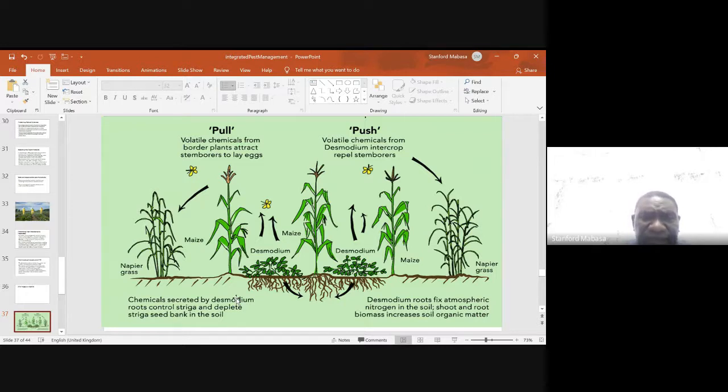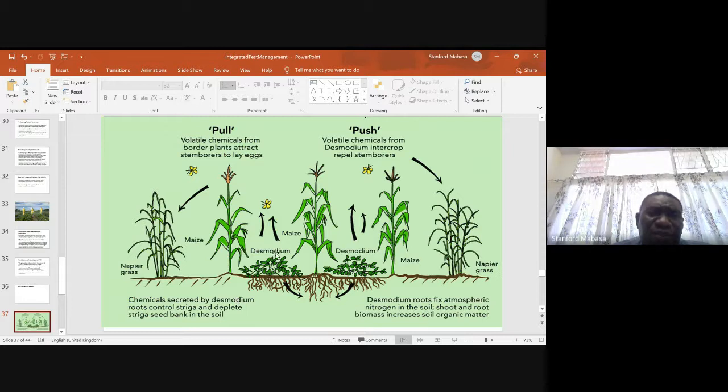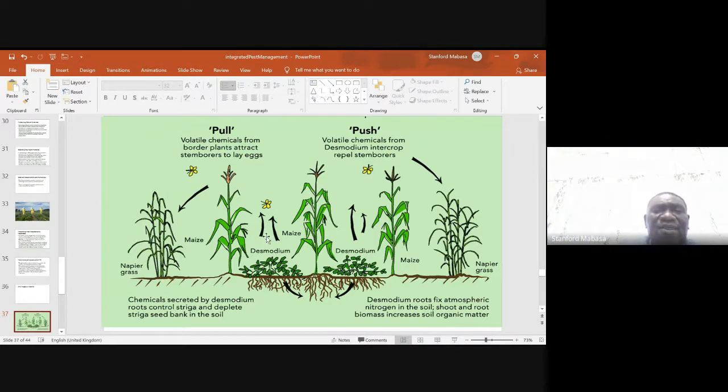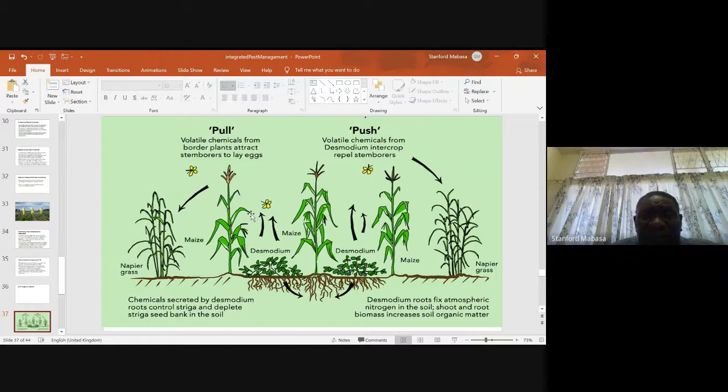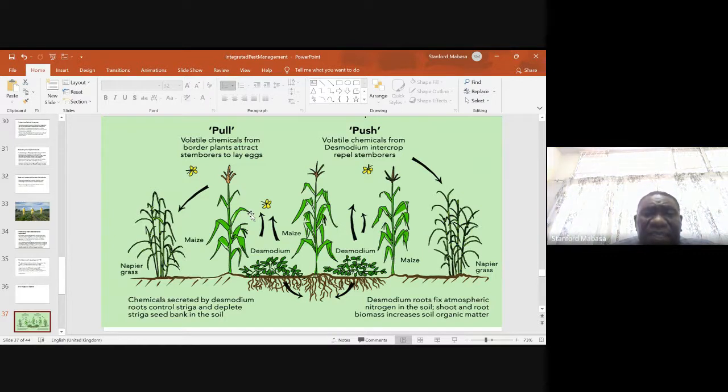What desmodium did was to produce volatile chemicals. These volatile chemicals could drive away stem borers out of the maize field. So the chemicals coming from desmodium are not needed by the stem borers. They would actually drive away the stem borers from the maize.